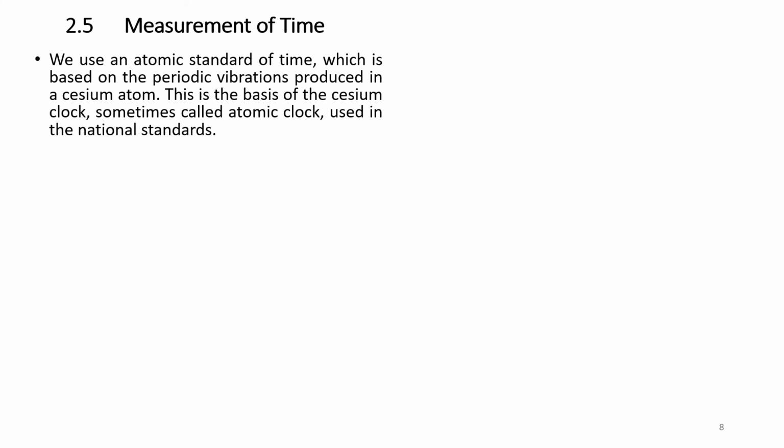Measurement of time. We use an atomic standard of time which is based on the periodic vibrations produced in a cesium atom. I read once again for you. We use an atomic standard of time which is based on periodic vibrations produced in a cesium atom. This is the basis of the cesium clock, sometimes called atomic clock. So cesium clock is called atomic clock, which is used in national standards.